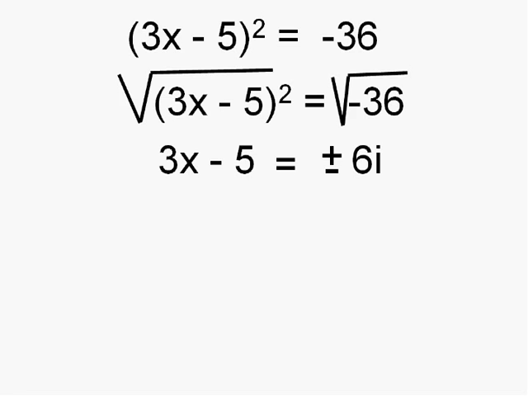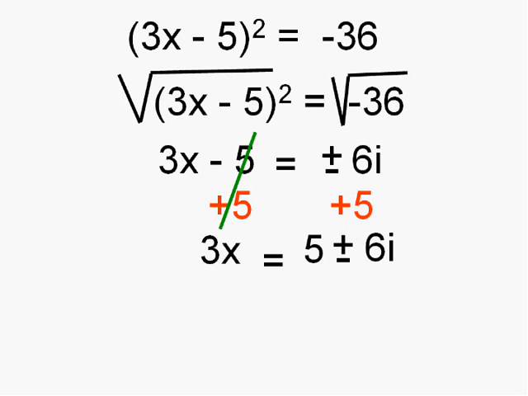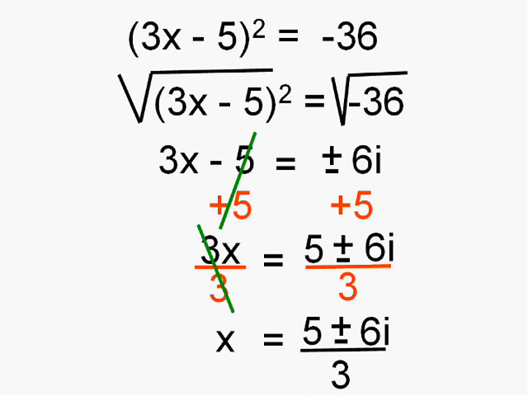Now all we have to do is get x alone. Add 5 to both sides. And we'll get 3x on the left side and 5 plus or minus 6i on the right. Now, divide to get rid of the 3. And x will equal 5 plus 6i over 3 and 5 minus 6i over 3.